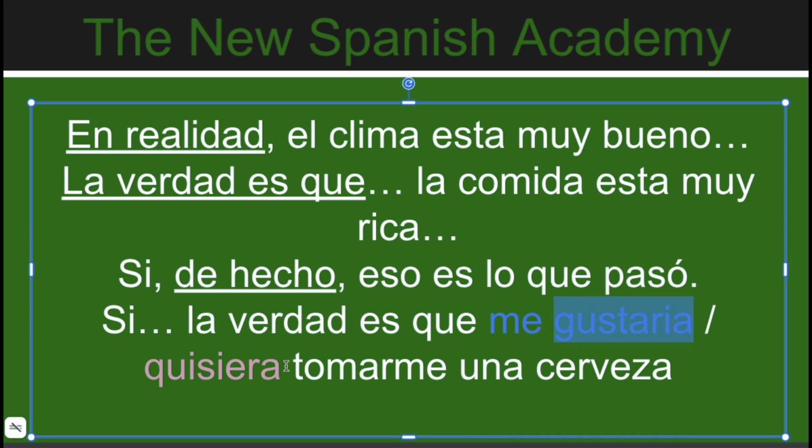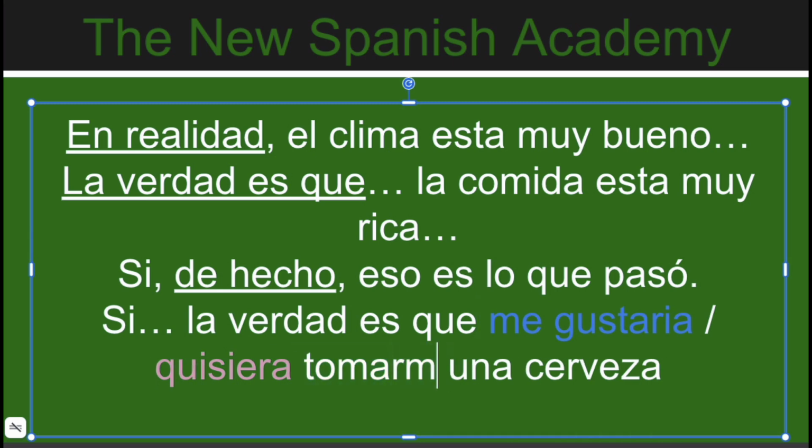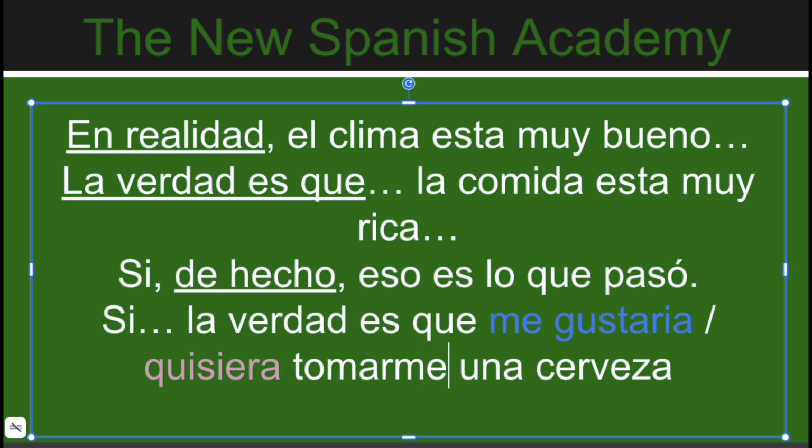I would like, literally, and here is I would want, actually. La verdad es que me gustaría. The truth is, or actually, I would like tomarme una cerveza, to drink myself a beer. That's how we say, tomarme una cerveza. Or you can just say, tomar una cerveza, but we can say, I want to drink myself a beer. All right, it's not that you drink yourself and have a beer, but you drink a beer for you. So it's an expression like this, tomarme una cerveza.